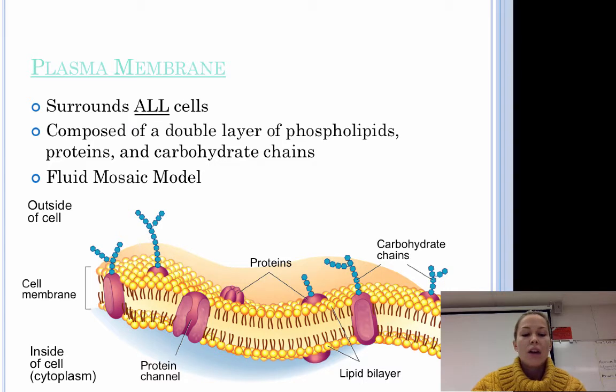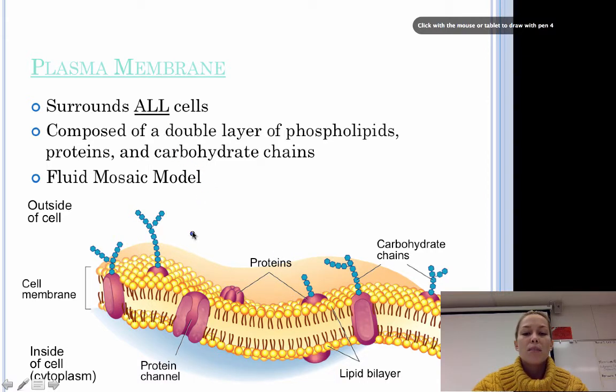So here in the diagram, the yellow parts are our phospholipids. We've got one layer that's facing outside of the cell, and then we have another layer that's facing the inside of the cell. Within this phospholipid bilayer, we see that we have channel proteins. We have also embedded proteins with carbohydrate chains. So these things make up the main components of the plasma membrane.